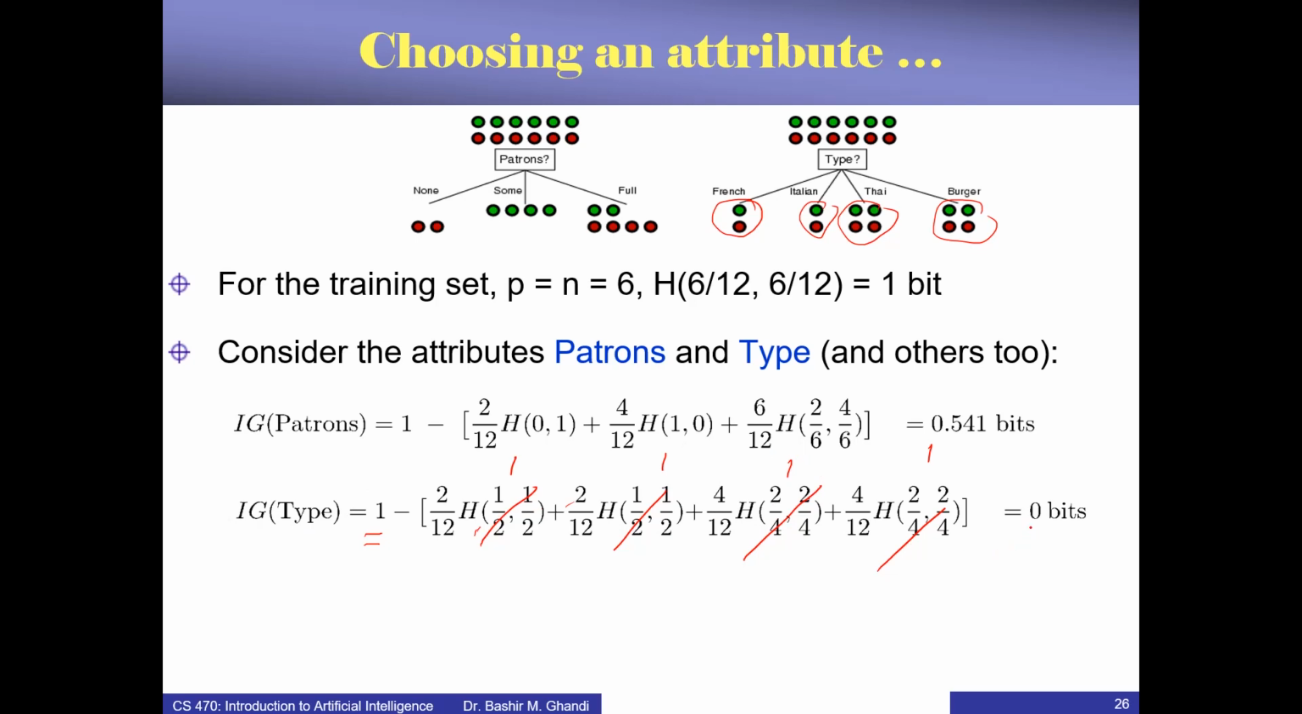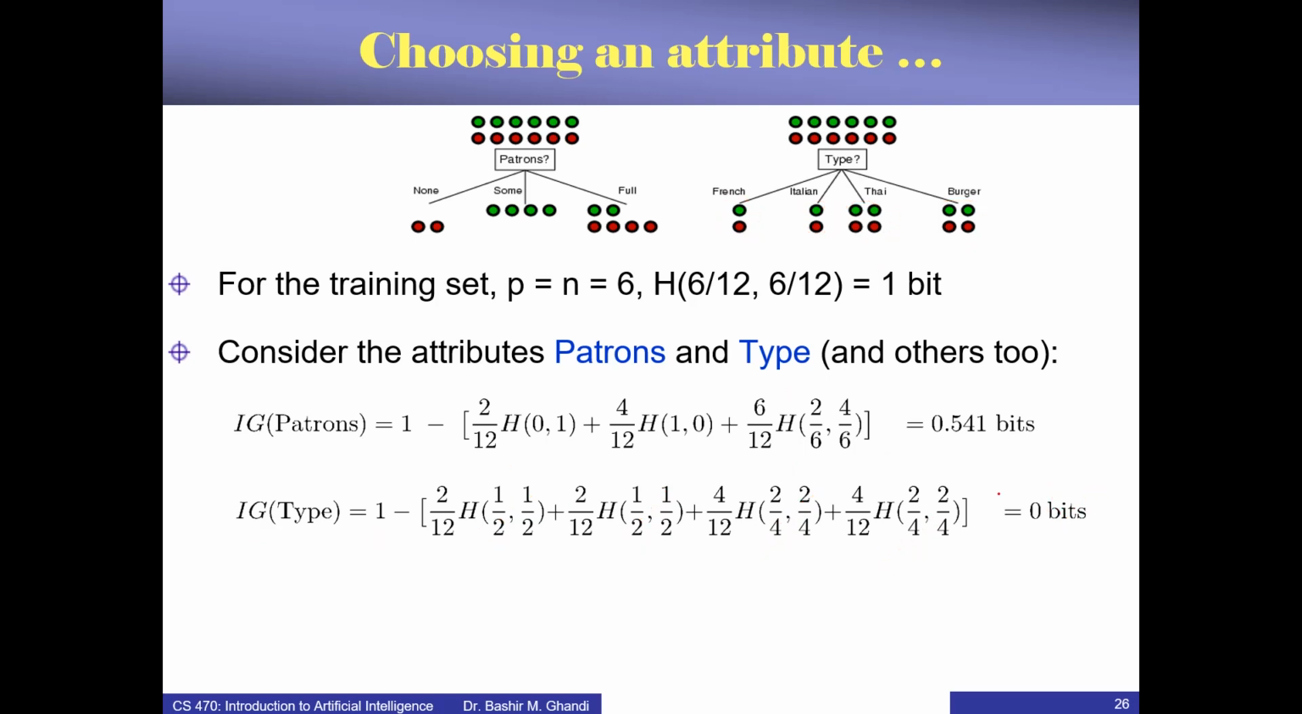This is very important because it tells you that if you choose this attribute to do the splitting, you're going to get no information at all. The information gain is 0. This is why choosing the type as an attribute to do the splitting is going to be a bad choice. You don't gain any information at all.